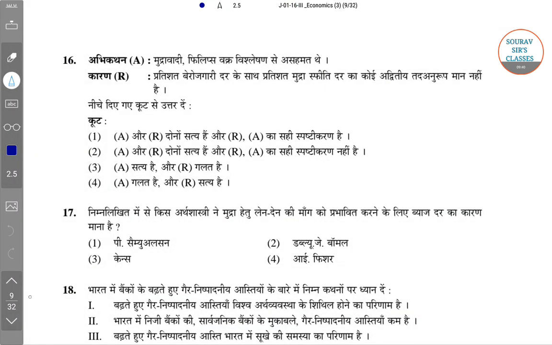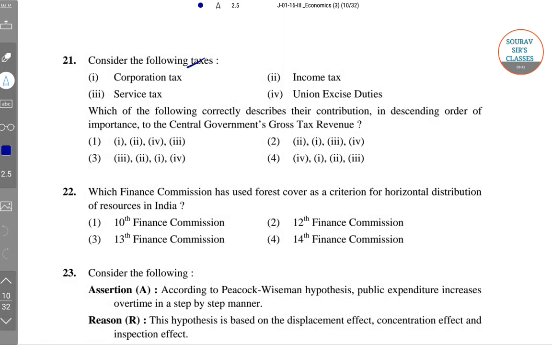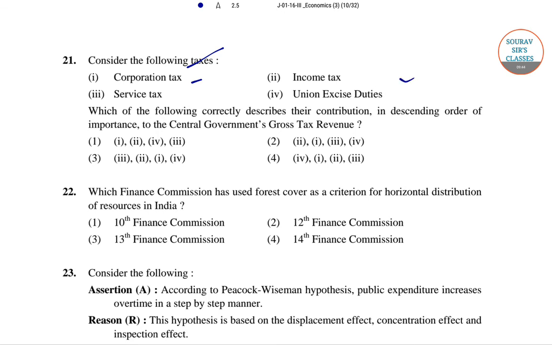Now we'll go to the next question, which is question number 21. It is given, all these taxes. So we have to arrange them in descending order of importance in terms of central government gross tax revenue. So we know first comes corporation tax, then comes income tax, then finally come union excise duties, and then comes service tax. We have already done this. If you want to know about it, you can refer to the previous videos that we have made on this. So for this reason, we know for question number 21, the right answer is option 1.